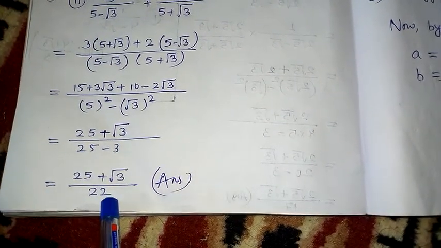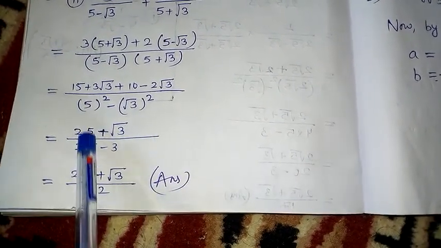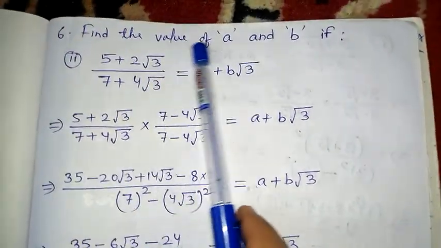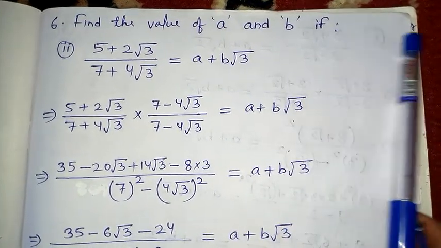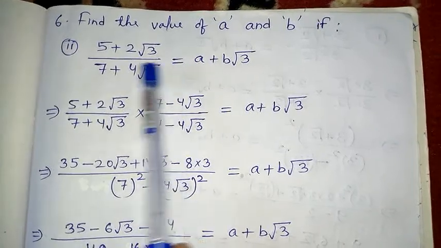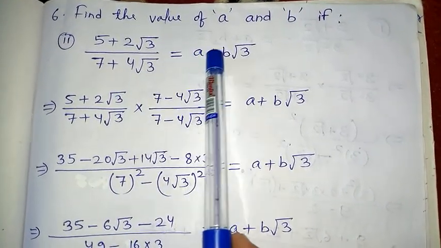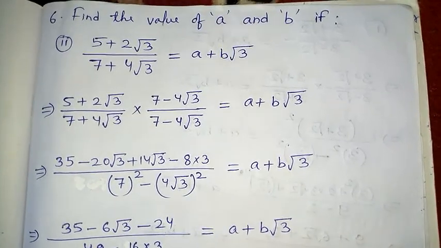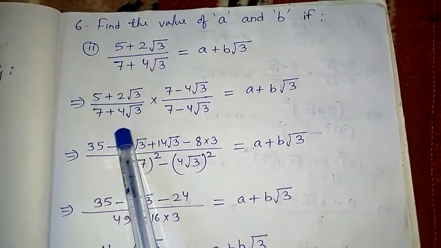So 25 minus 3 is 22. Upper part 25 plus root 3 we cannot add, it is same. Next, very important question, find the value of a and b. If the question is like this, (5 plus 2 root 3) by (7 plus 4 root 3) equal to a plus b root 3, we have to find the value of a and b. Very technical question, so please be attentive and listen to the video very carefully.